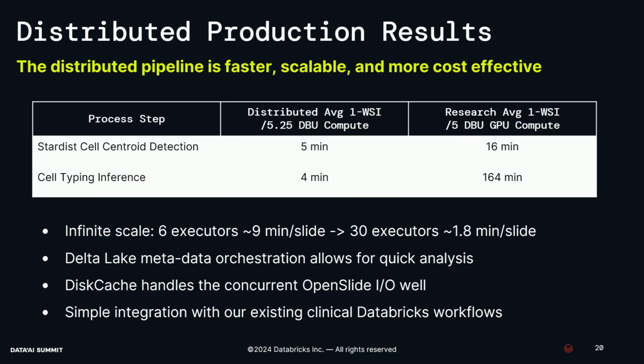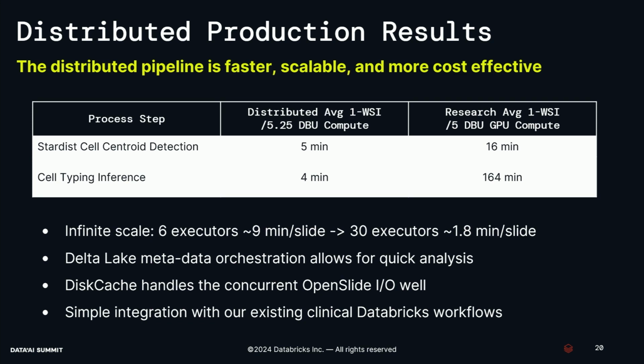The results are pretty good. For the same compute cost, one run with the GPU and one without, the StarDist cell detection is faster. And then the cell typing inference, this is a worst case scenario, takes 164 minutes without any of the disk cache. That's partly because the GPU doesn't get heavily utilized because of the I/O issues. But we do get it down to 4 minutes. So it's about 9 minutes per slide on reasonably priced compute.